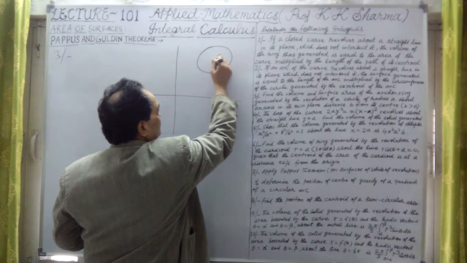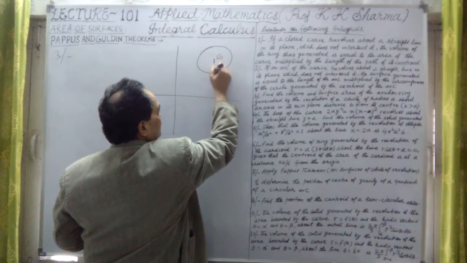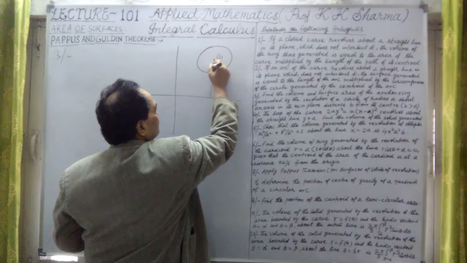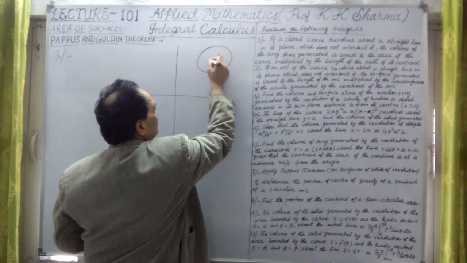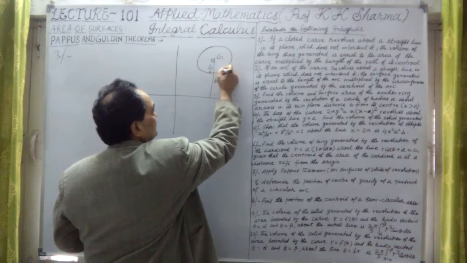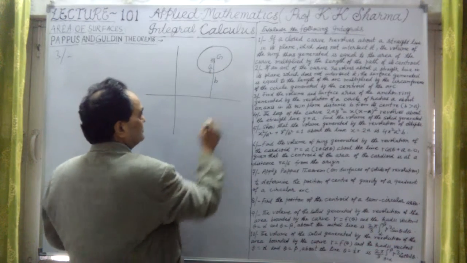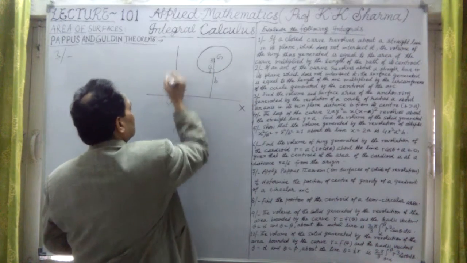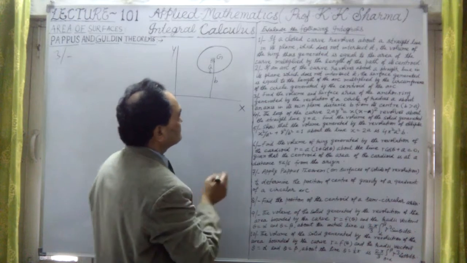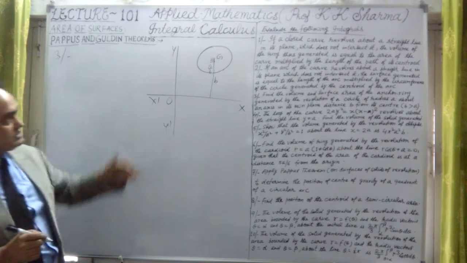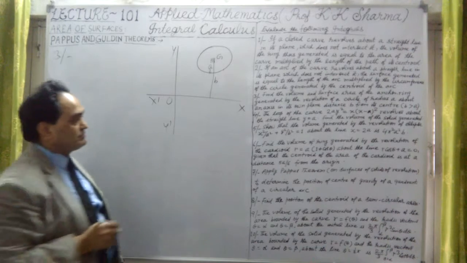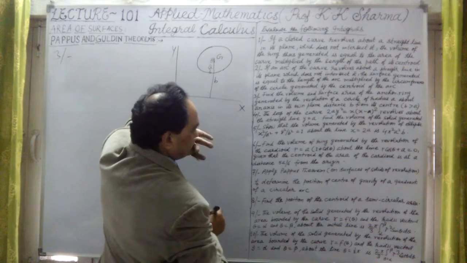If I drop a perpendicular from this, this is equal to b. b is greater than a, it is said. This is the radius of the circle. This is the x-axis and this is the y-axis, with y-dash and x-dash. This circle is revolved about this straight line, the x-axis OX, and then an anchor ring is generated.